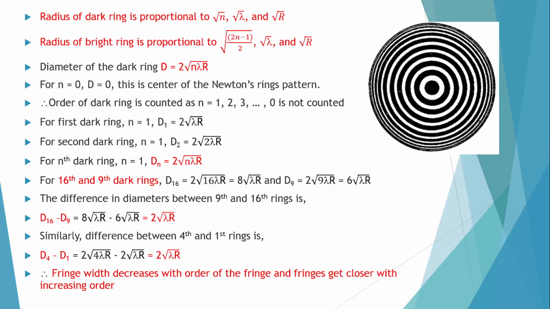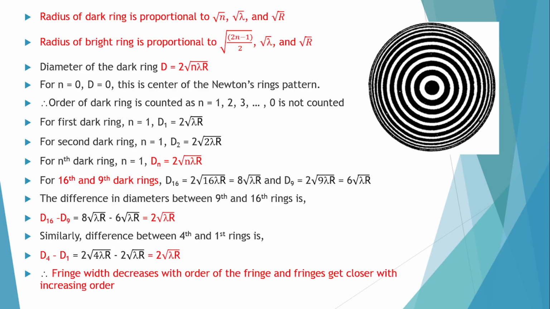Root of 9 is 3, so it is equal to 6 under root lambda r. Now what will be the difference of diameters between this 9th and 16th dark ring? So d16 minus d9 equals 8 under root lambda r minus 6 under root lambda r. This is equal to 2 under root lambda r.